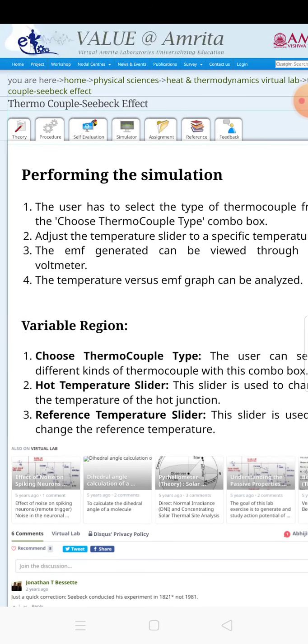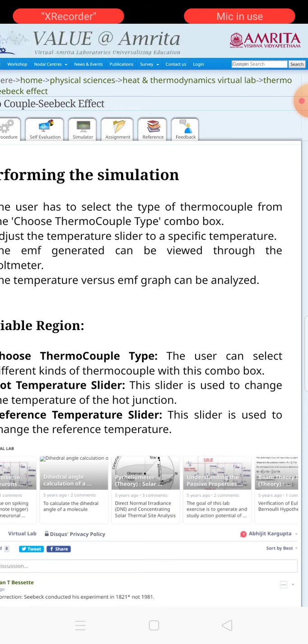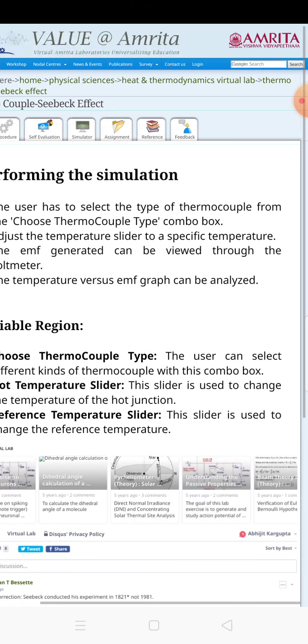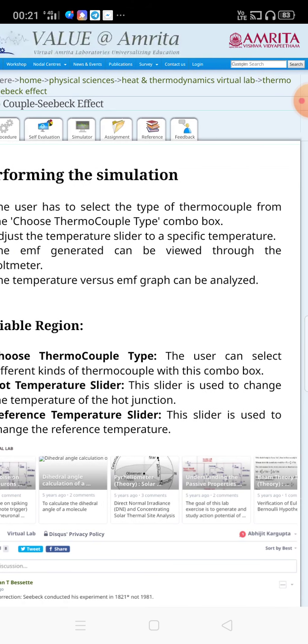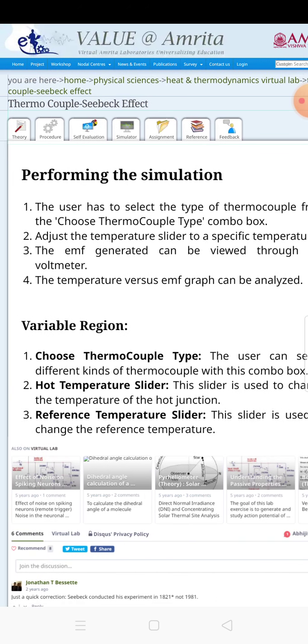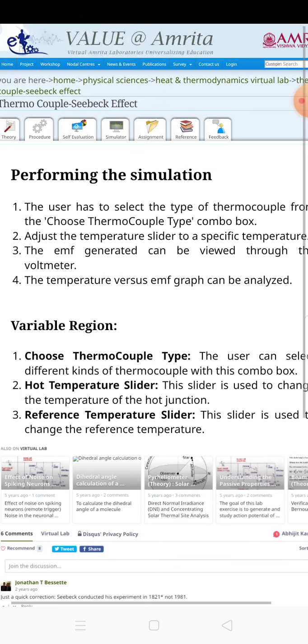Here, first the user has to select the type of thermocouple, using the choose thermocouple type combo box. Adjust the temperature slider to a specific temperature. The EMF generated can be viewed through the voltmeter. The temperature versus EMF graph can be analyzed.